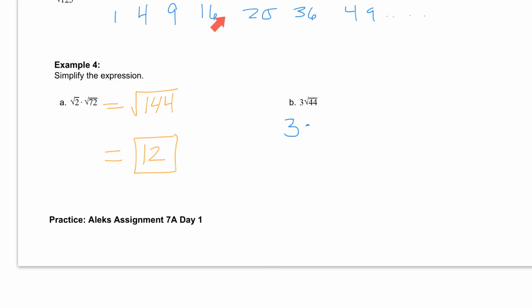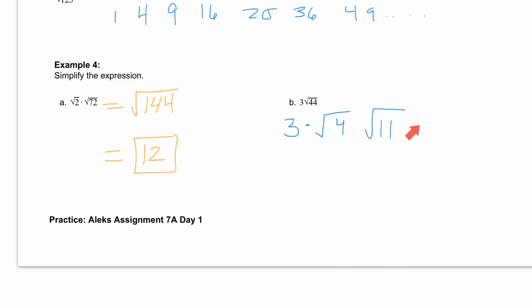We can take a look at 16. 16 does not go into 44 evenly. If we try to divide 44 by 9, you'll see that you get a decimal, so it does not go in evenly. And then we get to 4, which does go into 44 evenly. So that's the perfect square we're going to use. So we can break this down into the square root of 4 times the square root of 11.